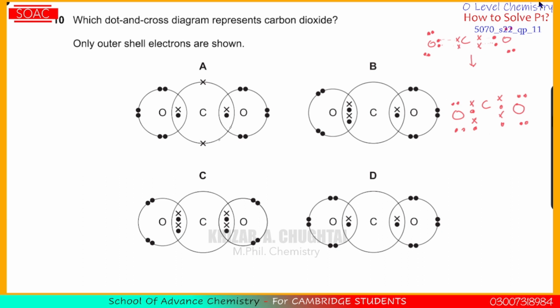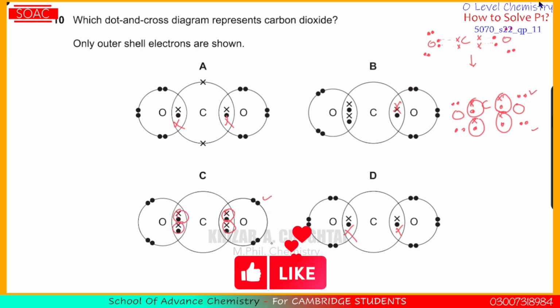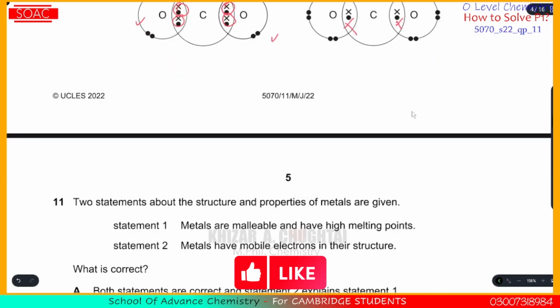Let me check which option is the correct option. So carbon is having 4 pairs in its last shell overall. Dot cross, dot cross, dot cross, dot cross. 4 pairs. Not correct, incorrect, incorrect, incorrect, incorrect, and there is one option left. Yes, 1, 2, 3, 4, 4 pairs, and each oxygen is having 2 lone pairs. Yes, it is true. So C is the correct option.